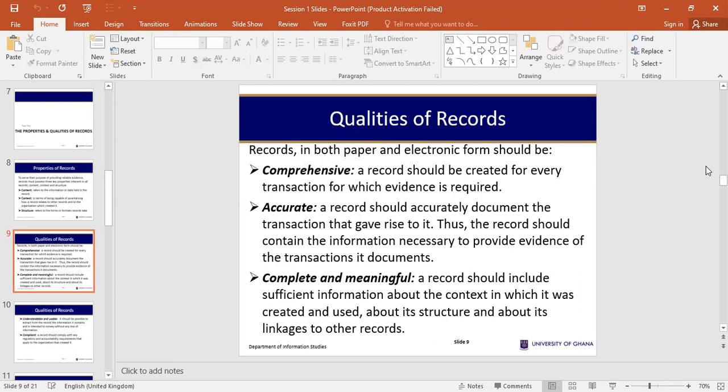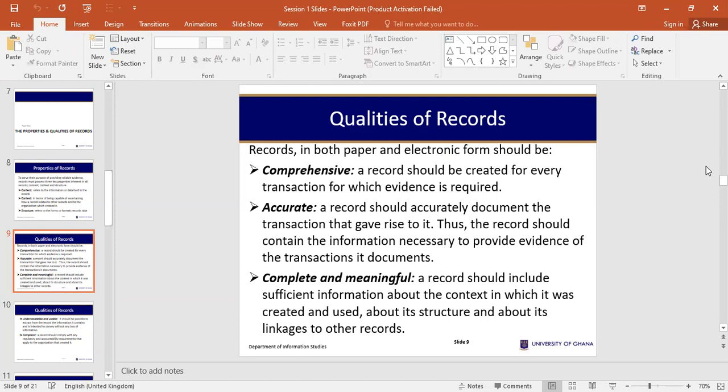Somebody moves for the minutes to be adopted. Once it becomes adopted, it becomes a record of the meeting. It means that whatever is captured in the minutes shows what transpired at that particular meeting. And every meeting, there will be a new record created. So a record should accurately document the transaction that gave rise to it.